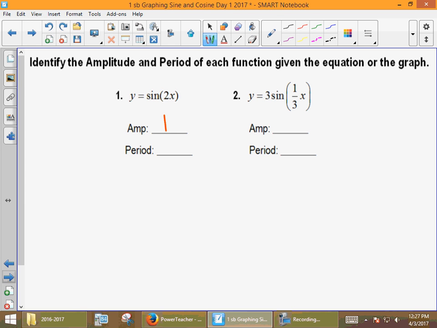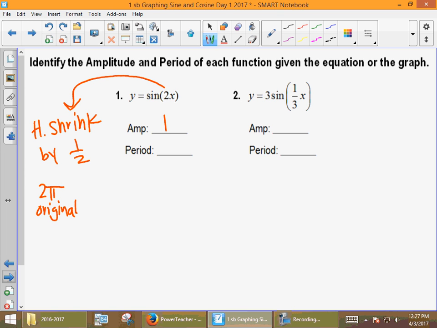Period? Not quite. So the period starts off being 2 pi, unless there's a horizontal stretch or shrink. Is there a horizontal stretch or shrink here? Yes. Okay, so this 2, think back to when we did all the transformation rules. What would that 2 be? A shrink by 2. A horizontal shrink, you can either say by 2 or by a half. So if we started off with 2 pi originally, and we cut it in half, it would just be pi.